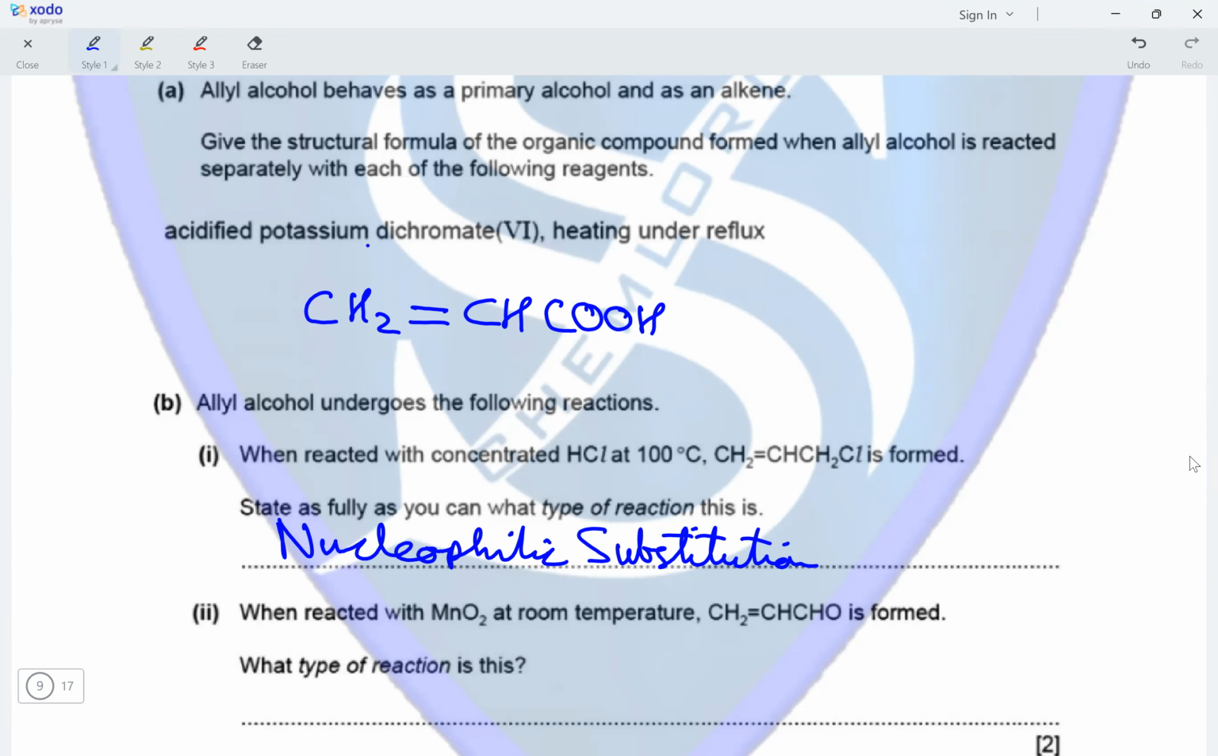When reacted with MnO2 at room temperature, CH2 double bond CH single bonded to CHO is formed. So here we have a primary alcohol being converted into an aldehyde, which is oxidation. So what type of a reaction is this? This is an oxidation reaction.